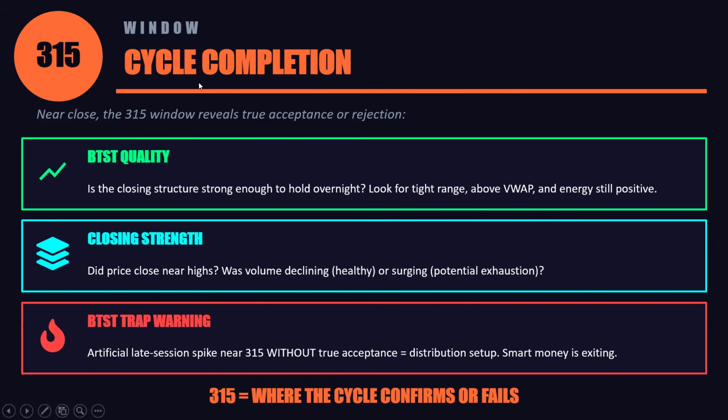315 is the closing window. It reveals true acceptance or rejection. You can also make out whether it is BTST quality, and also the closing strength. So many times you might have seen stocks rallying 4%, 10%, but even after that there is continuation to the next day also. That happens in the market. So you will get a clear picture of what is happening with these cycles, or get a BTST trap warning.